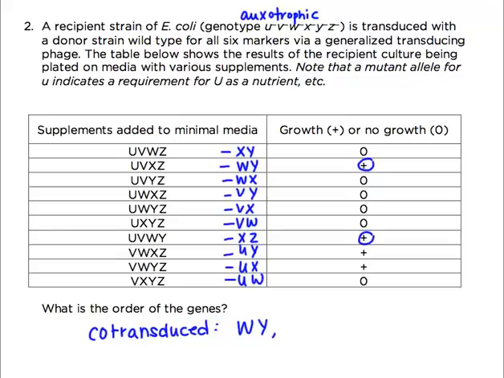Then you have X and Z. Then U and Y. And then U and X. Okay, so because these markers were co-transduced, each of the pairs must be relatively close to each other. And they're asking for the order of the genes, which is why we're looking at this.